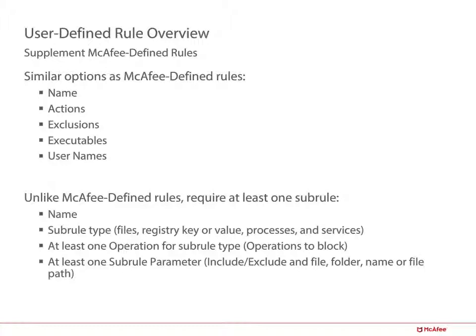But you do have to have at least one subrule. The subrule, you'll give it a name, and you can give the information about the subrule. Is it files, registry key or value, processes, or services? You have to have at least one operation for the subrule, like operations that are to block, and then also one subrule parameter like include, exclude, and the file, the folder, the name, and the file path that you want to include or exclude.